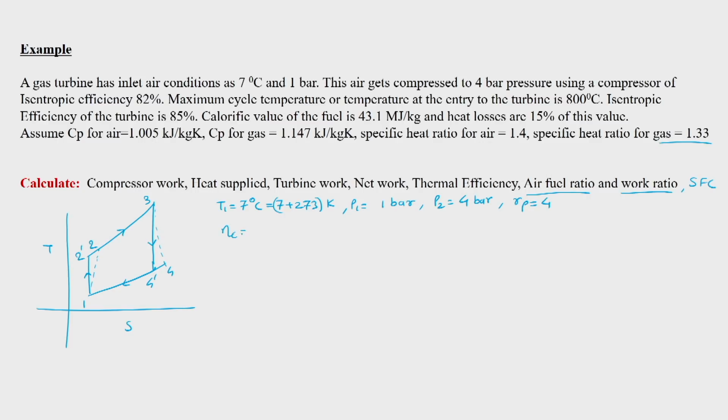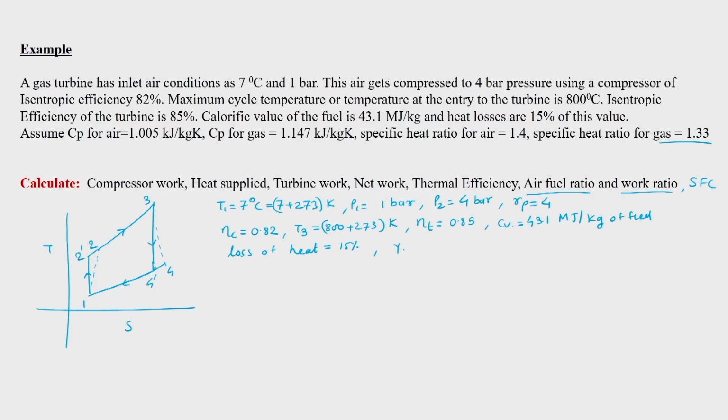We are told that compressor efficiency, which is isentropic efficiency of compressor, is 0.82. We have been given that T3 is equal to 800 plus 273 Kelvin, and then we are given that turbine isentropic efficiency is 0.85. We have calorific value of fuel as 43.1 megajoule per kg. Here one point we have to remember: this megajoule per kg is per kg of fuel. We mean here that 1 kg of fuel, if it is burnt in air, gives 43.1 megajoule of energy. So, this is not per kg of air. Okay. So, this point is to be remembered. Then there is loss of heat in the combustion chamber of 15%. And these are the things which are given to us.